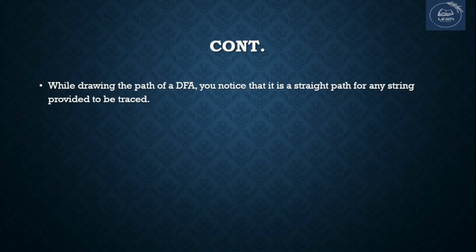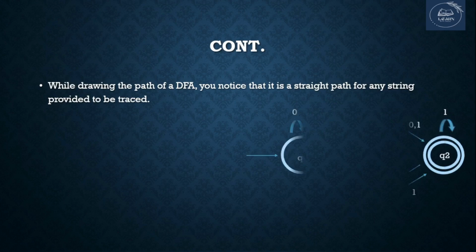Now, in continuation, while drawing the path of a DFA, you notice that it is a straight path for any string provided to be traced. Any string you are provided to be traced by a DFA is always going to be a straight path, because as you said earlier, no symbol takes us to two different places. It only takes us to a particular state. So therefore it's going to be a straight path.